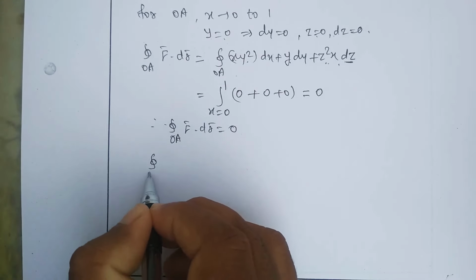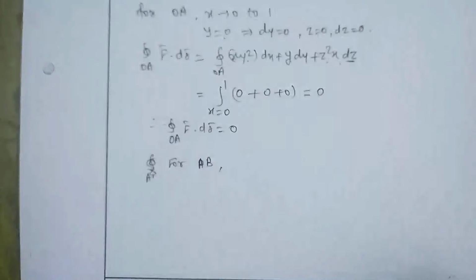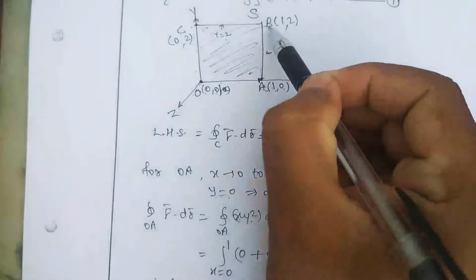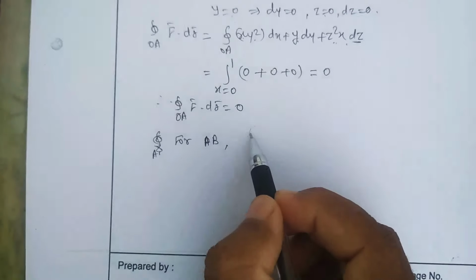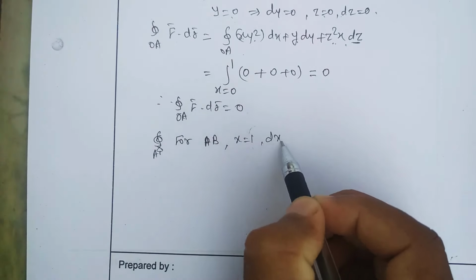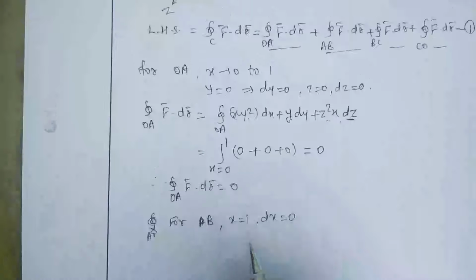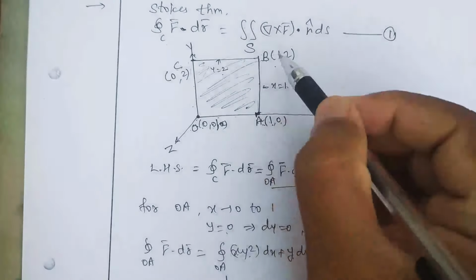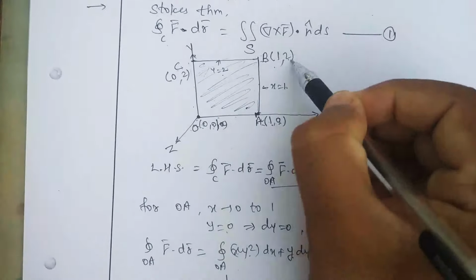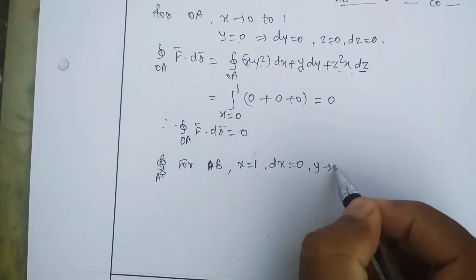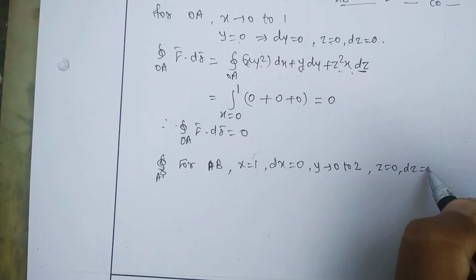So integration over AB, for this line AB. See, for line AB, here the x coordinate is 1, and here also the x coordinate is 1. That means the value of x is fixed, x is equal to 1. This implies dx is equal to 0. That means when you take the derivative of x equal to 1, dx is 0. And what about y? See, for the line AB, here the value of y is 0 and here the value of y is 2. That means y varies from 0 to 2. So we can write y varies from 0 to 2. And z is 0, dz is also 0.